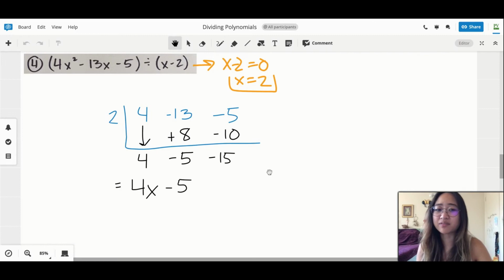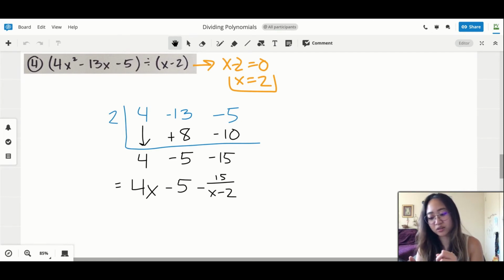And since we do have negative 15 last, that means we have to make a remainder out of this one. So we do expect it to be negative 15 over our original divisor x minus 2. And that is our final answer.